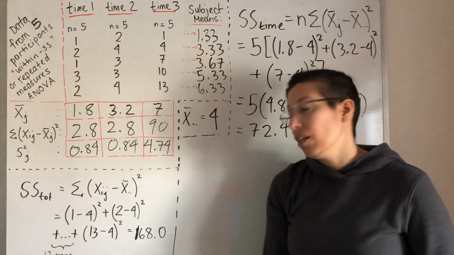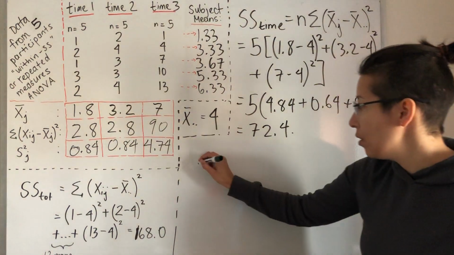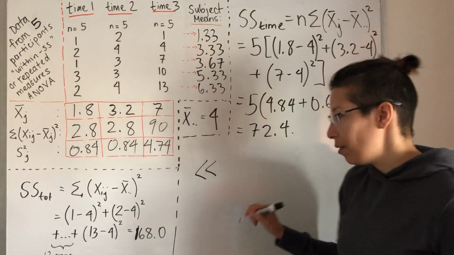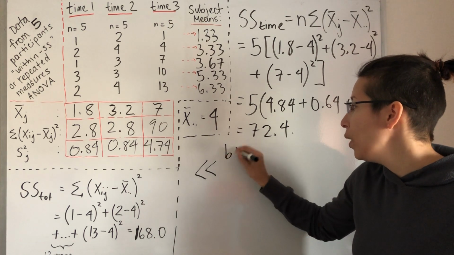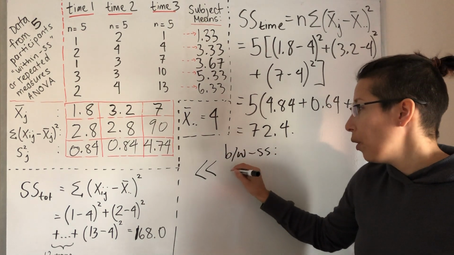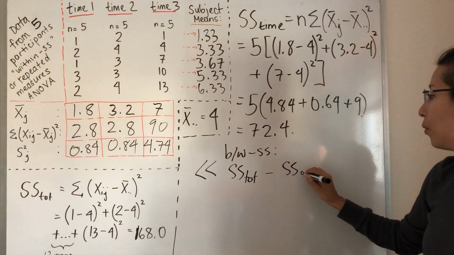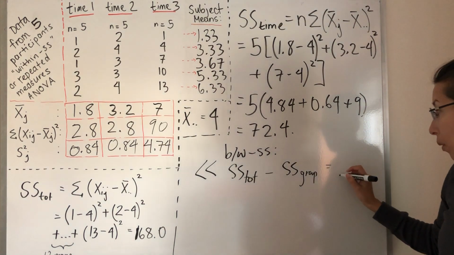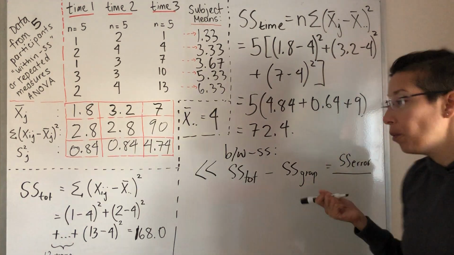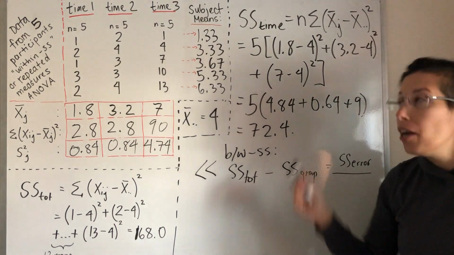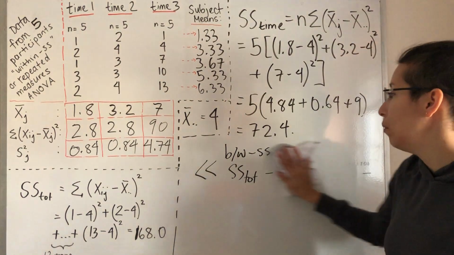Or since we have SS total computed beforehand this time, we could have just done this. I'm going to erase it. Just for the thinking, if it was a between subjects ANOVA, we'd go SS total minus SS group, and that would equal the SS error, which would be essential to us doing the computation. This is where the two procedures really start to diverge. So we're not doing that.